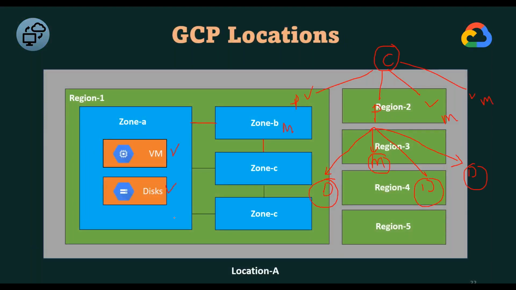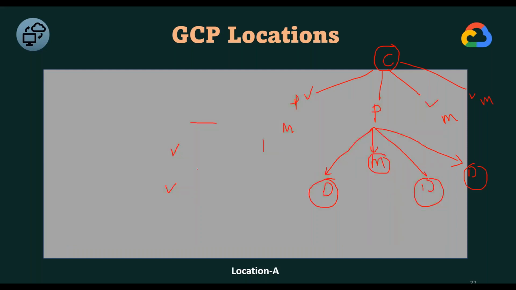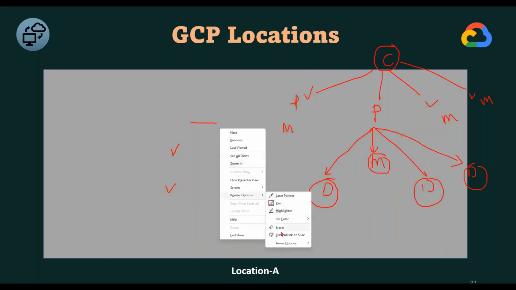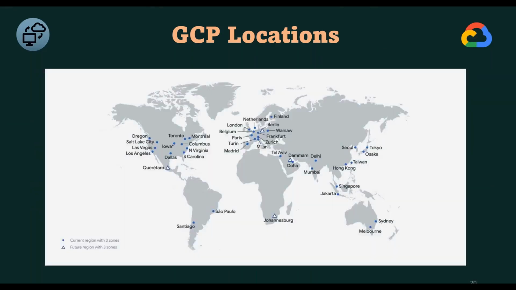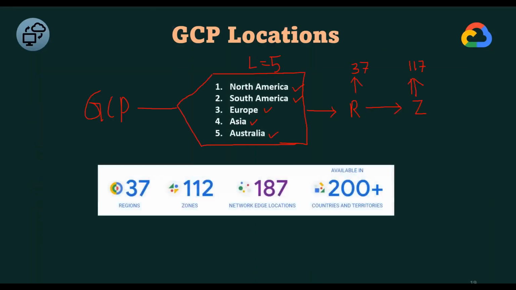So why do we have to understand this? Let us try to understand this concept very clearly. Let me remove this. Hope you got the idea that GCP's infrastructure is divided into locations. Locations have regions, regions have zones. And remember the numbers as well. Locations are 5, regions are 37 so far. This could be increased maybe next year, 37 may become 38, 39 also. That is one thing.